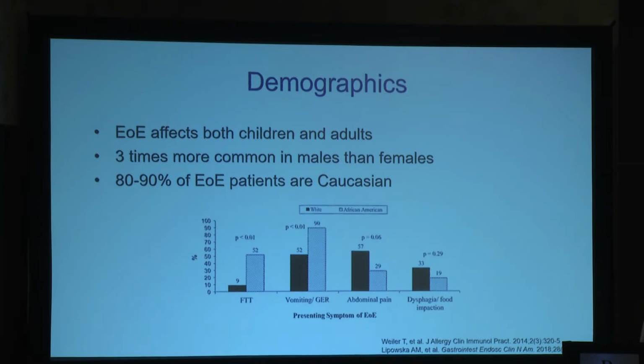This is a paper that came out of Children's National in Washington, D.C., just comparing the presenting symptoms of African American patients with EOE to Caucasian patients. And you can see in the African American patients, they were more likely to present with failure to thrive and vomiting compared to dysphagia, food impaction. So it's important to realize, yes, we think about this as a condition that mostly affects Caucasian patients, but it can affect every ethnic group as well.